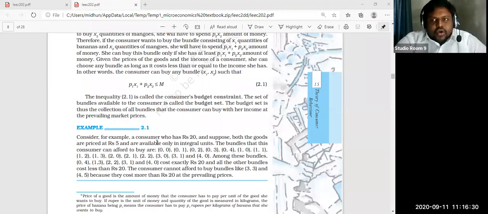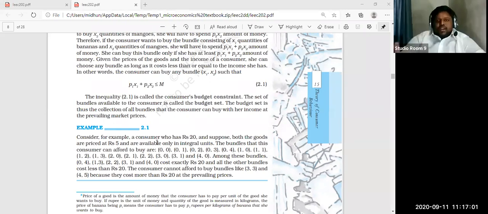Okay, so always we are able to find the inequality between the two products. Equally, we are unable to purchase, right or not? It's called a budget constraint. So as per our income, we are unable to purchase the same quantity of all the products, because of the price fluctuation or variation in the price. Sometimes we want to give up purchase of some particular products. The set of bundles available to the consumer is called the budget set.